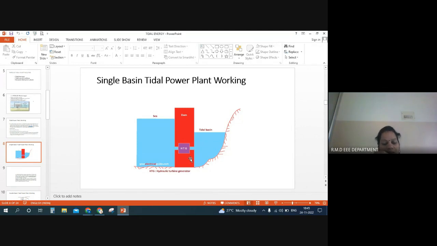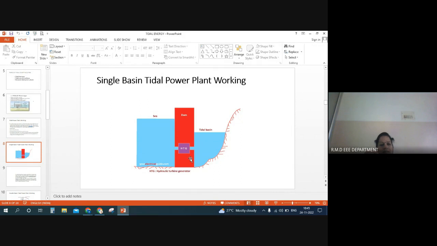And in the case of the two way single basin system, this allows power generation from the water moving from the sea to the basin, and then at low tide moving back to the sea. To accommodate these two processes, we need a bigger and more expensive turbine, which is a drawback. So that's why in most cases the single basin system with the one way scheme is applicable.